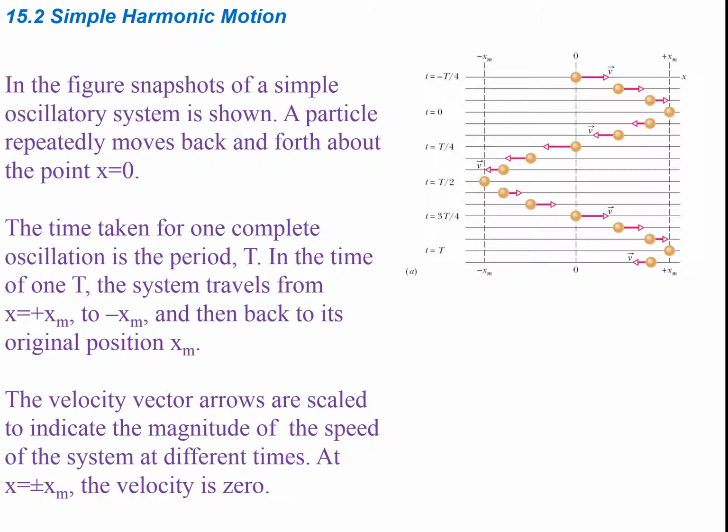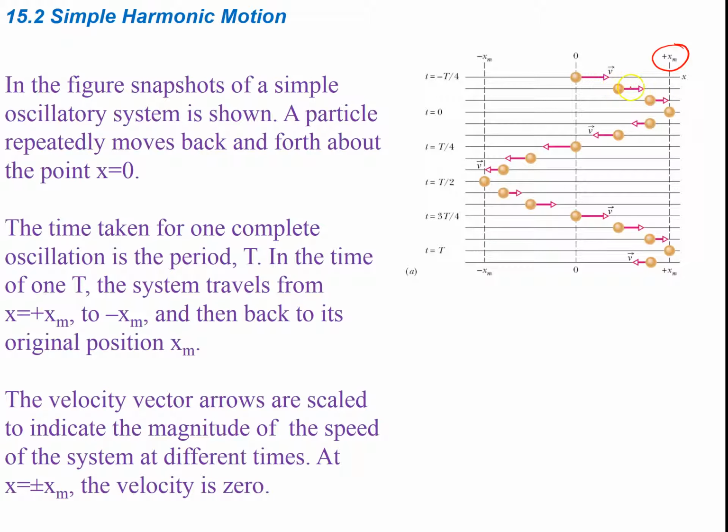All right, so in the figure, snapshots of a simple oscillatory system are going to be shown. A particle repeatedly moves back and forth about some position x equal to 0. Going across here, we have our x, and then down we have the time in this graph. As you can see, the particle starts at 0 and then oscillates to a position of plus xm. That is going to be the max displacement, or the max x position, right? The furthest out it can go. That's actually also called the amplitude. We'll get back to that in a second.